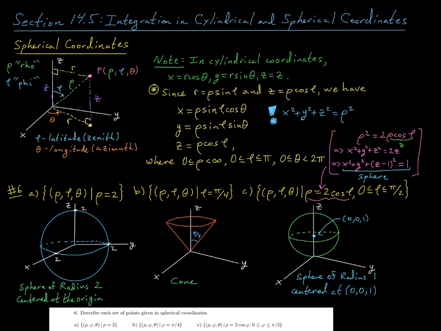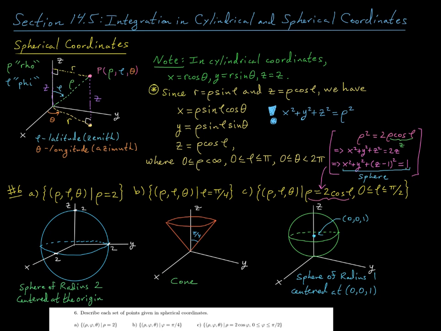And now rho cos phi from right up here is just z. And from this relationship here in blue, the left-hand side rho squared then can be written as x squared plus y squared plus z squared. So this equation then becomes x squared plus y squared plus z squared is equal to 2z. Now subtract 2z from both sides and complete the square, and we get the equation x squared plus y squared plus quantity z minus 1 squared is equal to 1.